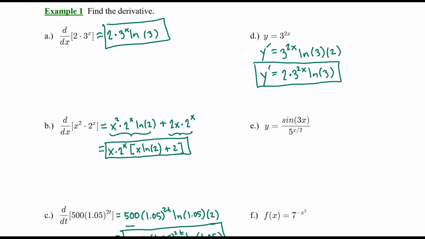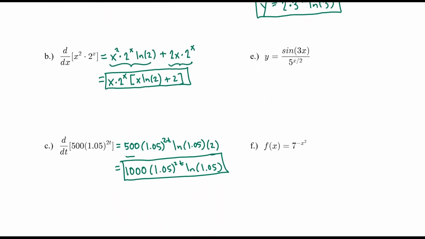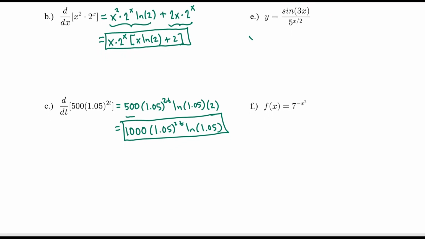Notice on example E, to find the derivative, we are going to need to apply the quotient rule. So the derivative of y begins with squaring the denominator. So I'm going to write 5 to the x over 2 squared. Remember, whatever term you square in the denominator, that's the term that you lead with in the numerator. Then we're going to multiply by the derivative of the numerator. The derivative of sine of 3x is cosine of 3x, but we need to multiply by the derivative of the argument, which is 3.